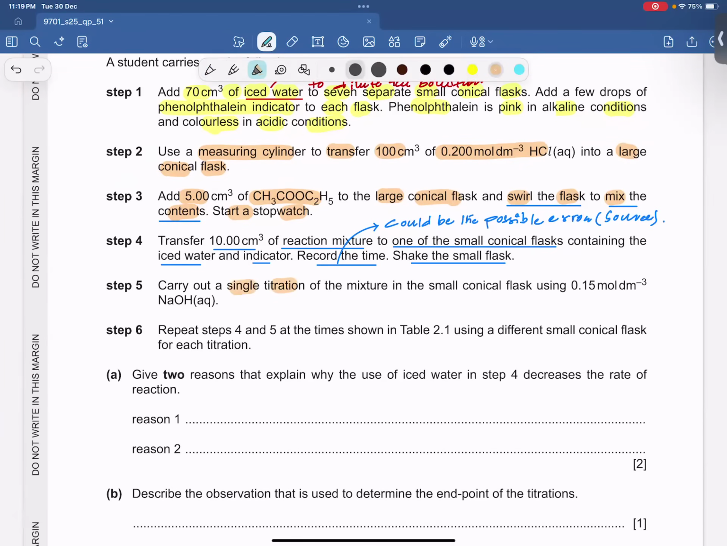Carry out the single titration of the mixture in the small conical flask using 0.1 mole per dm cube NaOH, which means conical flask has HCl, right? And burette has NaOH, right? So technically, color observation at the end point would be colorless to pink.